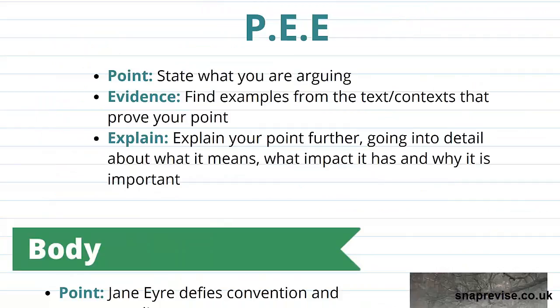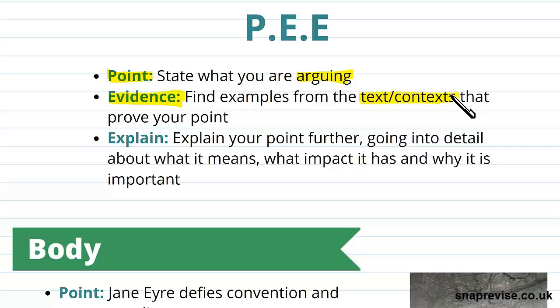So this is our point, evidence, explain structure, and it's the kind of basic way that we should structure all our paragraphs. So to begin with, at the beginning of a paragraph, we should make our point. So essentially, state what we are arguing or putting across or trying to convince the reader. Then we need to provide evidence for our point. So find examples from the text, identify techniques, use contexts that all prove your point.